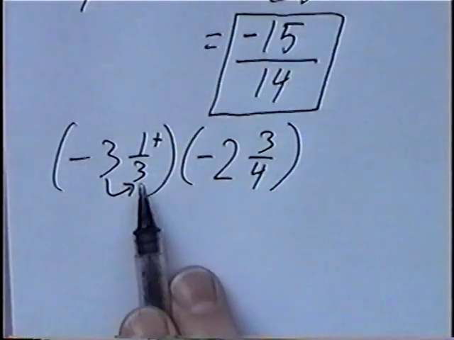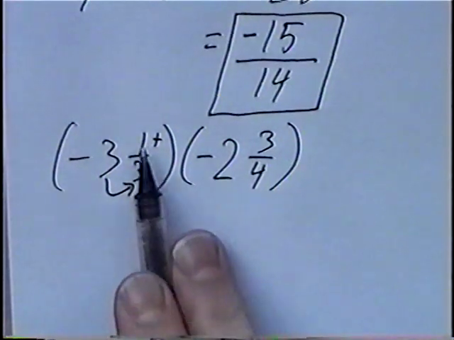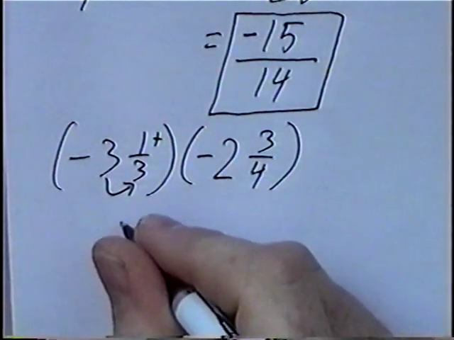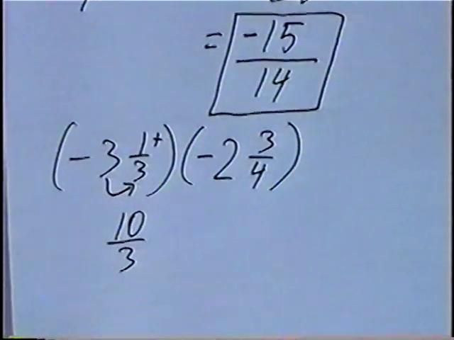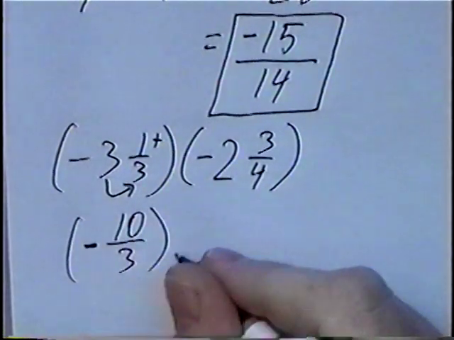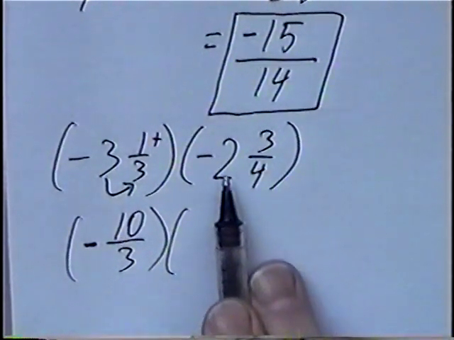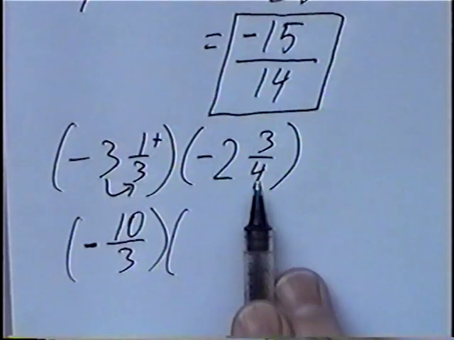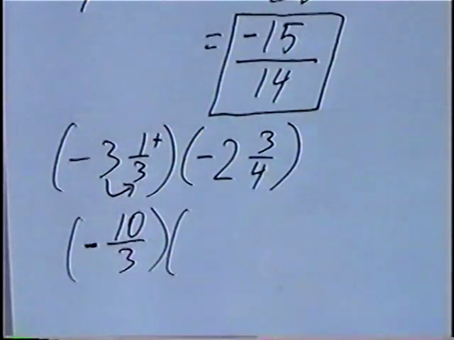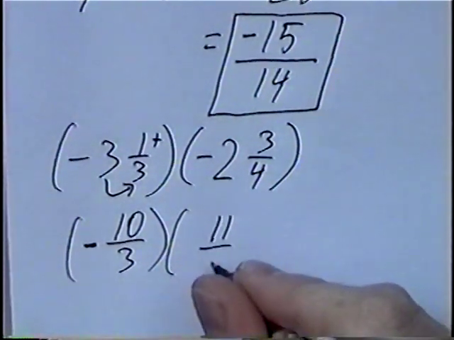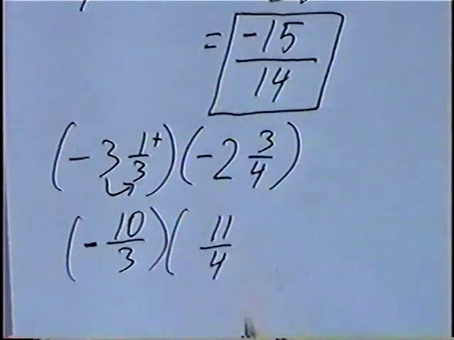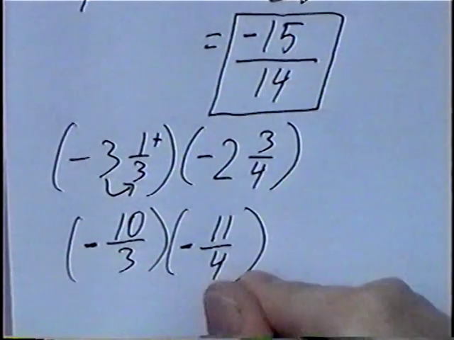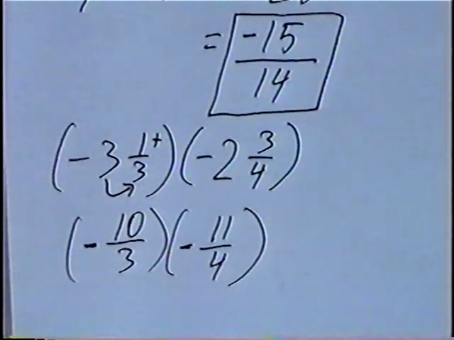So negative 3 times 3, we'll have 9, plus 1 more would be 10. And since we have a negative, we'll have negative 10 over 3. The second parentheses, multiplying 2 times 4 will give us 8, plus 3 more will be 11. 11 over 4, and again bring the negative sign down, so we'll have negative 11 over 4.